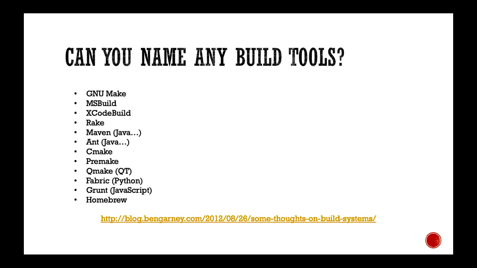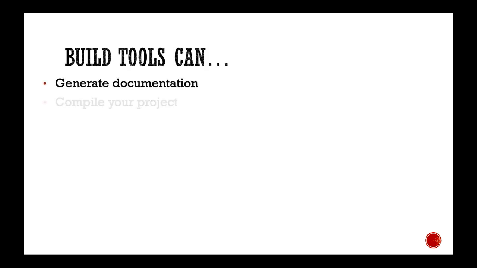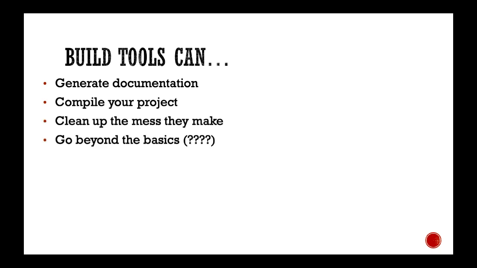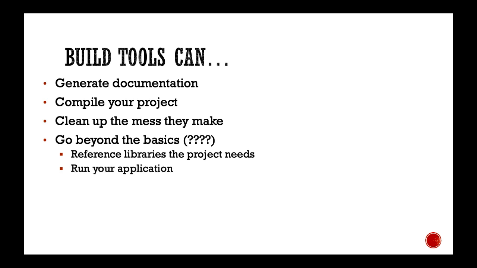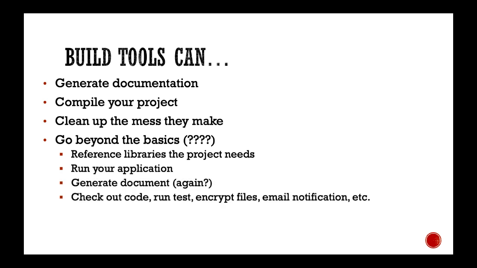Okay? So basically what build tools do is they do lots of stuff. They can generate documentation, they compile, they clean up the mess they make, and they do some crazy other things. They can reference libraries, run apps, generate documents again and again. They can even interact with version control. So they can do tons and tons of things.